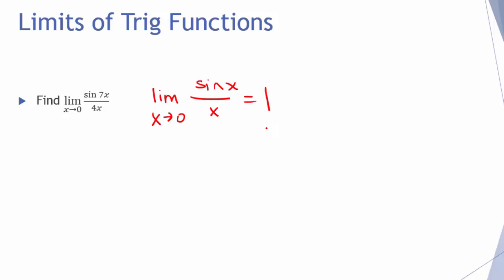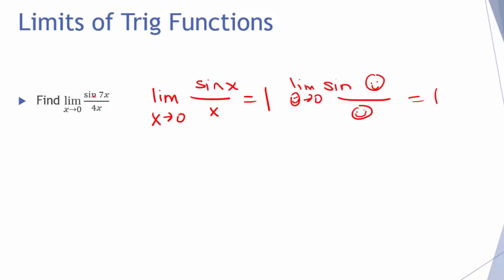So instead of thinking of x as x, it doesn't have to specifically be x. It can be anything. If you have a limit as something, I'll call it smiley face, approaches 0, and you have the sine of that smiley face divided by the smiley face, it doesn't matter what it is as long as it's inside your sine function, it's in the denominator of the function, and that is what is approaching 0. Then this limit will be equal to 1.